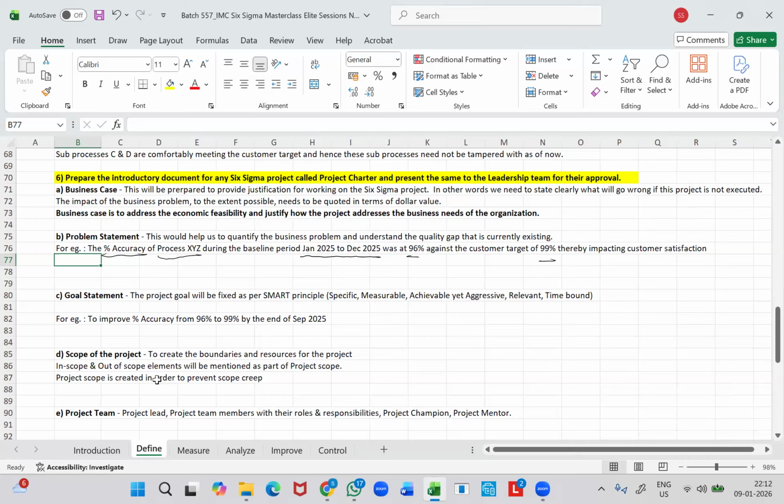Then I have added achievable yet aggressive, because when you fix the project goal in a Six Sigma project, it has to be an aggressive target because we are looking at breakthrough process improvement. We should not forget it, right? So it should be achievable yet aggressive. So when the current performance is only 96% accuracy, we can always fix the target or the goal for the project as 99% accuracy. So you might argue that the difference is only 3%. So how can it be an aggressive target?